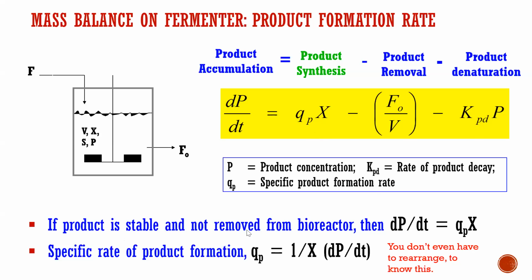If product is stable and not removed from the bioreactor, if product is stable, meaning no denaturation, this one you can remove, and not removed from bioreactor, and this fraction also can be removed. The equation will just be like this: dP over dt, rate of product accumulation, is equal to rate of product synthesis, QPX, right? Okay. And then if you need to determine this QP, rearrangement to make it as a function, then therefore you have this.